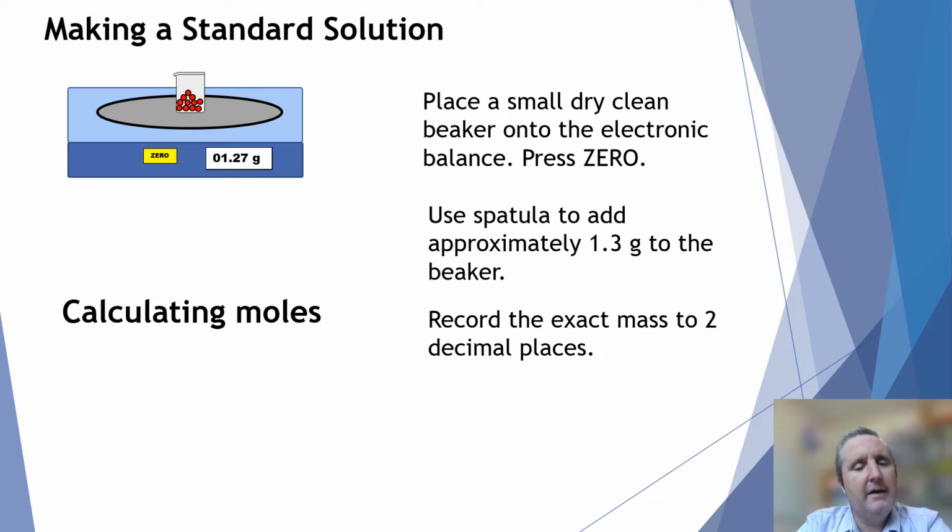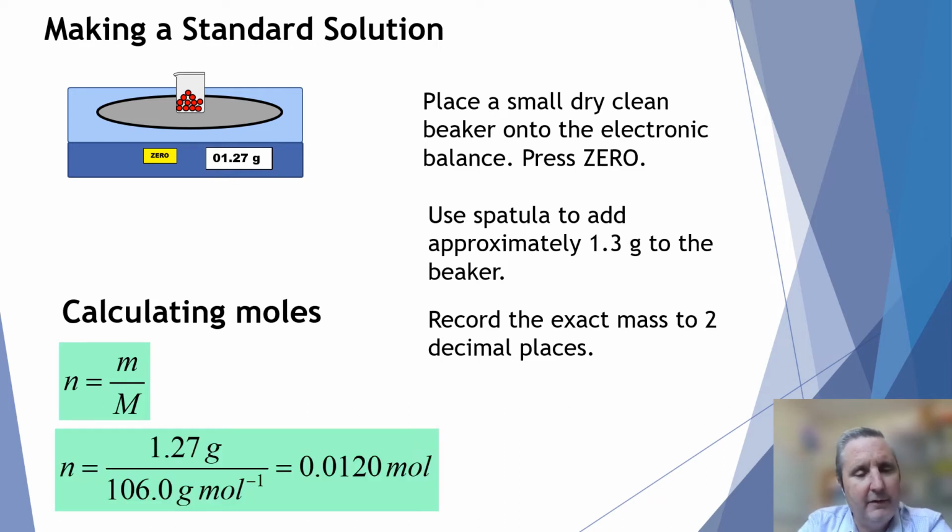From this, we can calculate how many moles are now in this beaker. Because we know what we've added, the mass, and if we know what the solid is, in this case sodium carbonate, we know the molar mass of sodium carbonate, so we can calculate the total amount of moles. We use this equation here: moles equals mass over molar mass. We place the mass in the top of the equation and the molar mass of the sodium carbonate at the bottom, and from that we can work out exactly how many moles are in this beaker. And this is how many moles we're going to now place into a volumetric flask.